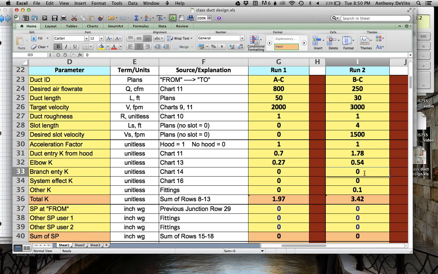And what is it? Well, for a 30-degree angle, the K is 0.18. Had it been a 45-degree angle, it would have been 0.28. So in here, the branch entry loss factor is what did I say, 0.18? 0.18. Do you see where that came from on chart 14? Huh? Yeah.